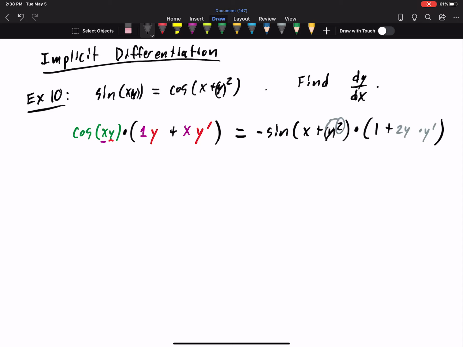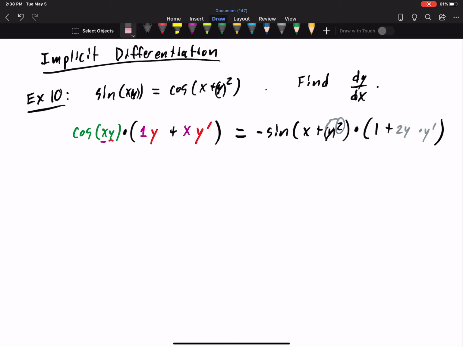All right, so now the idea is to try to get some of this y prime stuff by itself. So in order to do that, the best way we can do this is simply take this whole block and then FOIL it into this. Similarly, we want to do the same thing on the right-hand side. Distribute this to each term.